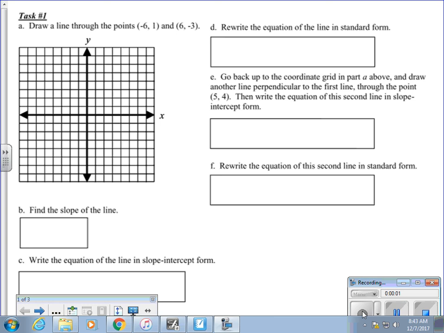Or at least for those that are not here or those that want to review. So, task number 1 on your performance test final.